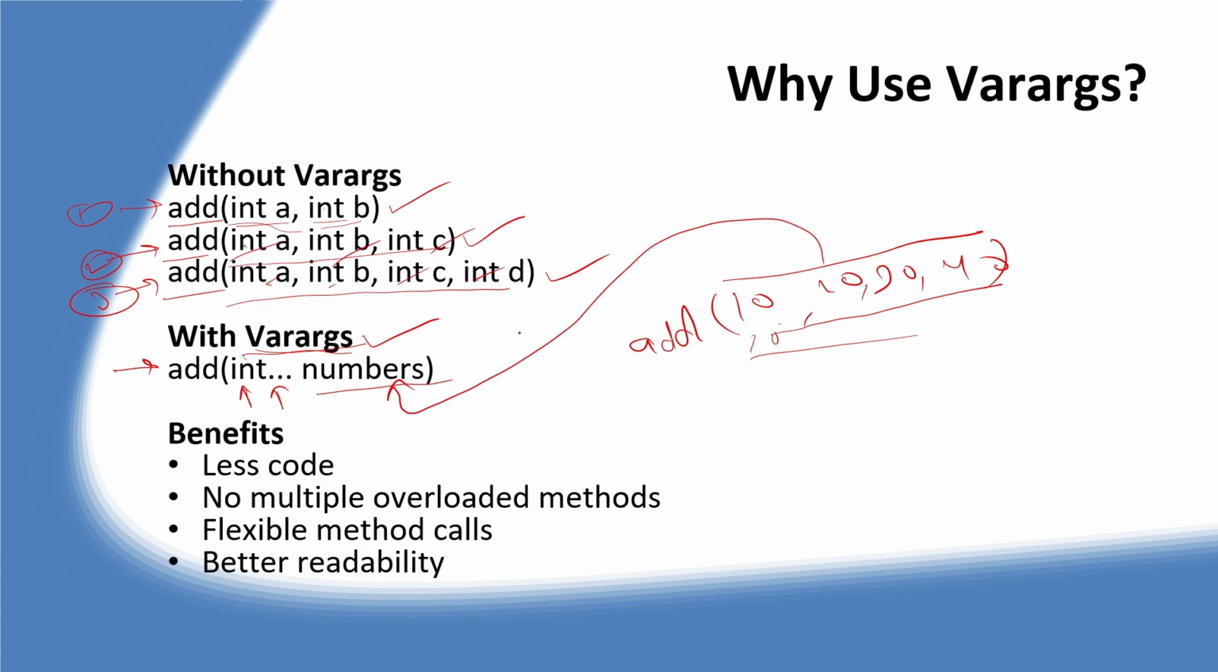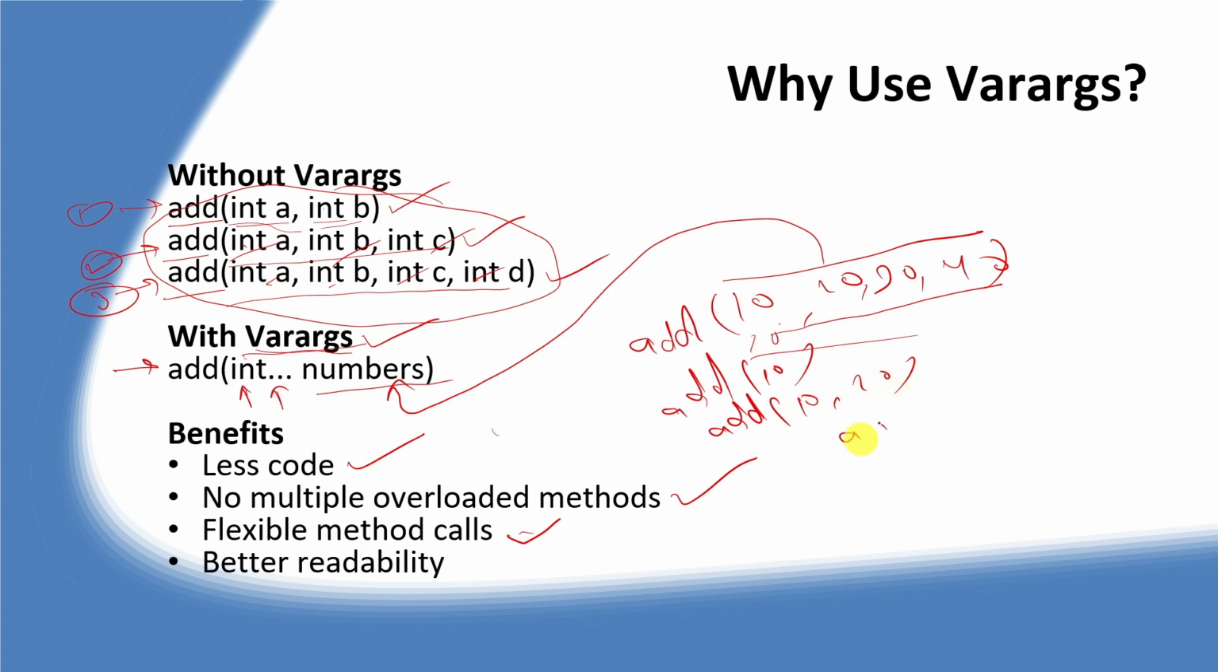So what are the benefits of using variable arguments? Less code, right? With only one method, we are able to achieve these things. We don't need to implement all these 3-4 methods. Less code, no multiple overloaded methods. See, we are overloading the same method name with different parameters, so that is also not required. Flexible method calls, as I just explained. We can do like this, we can do like this, any number of arguments we can pass, and the same method will get called.